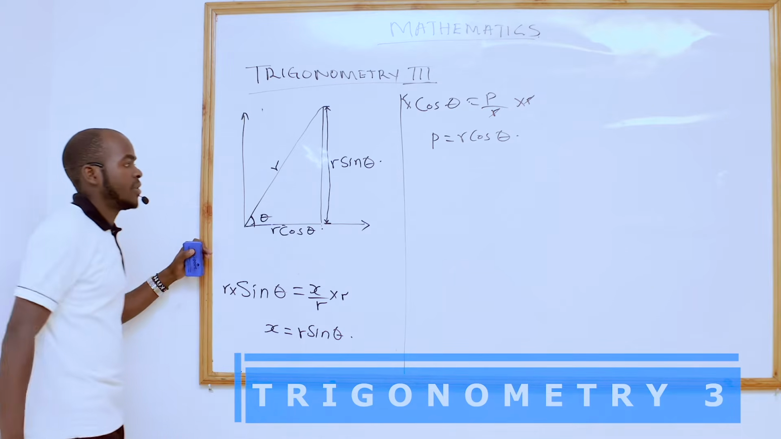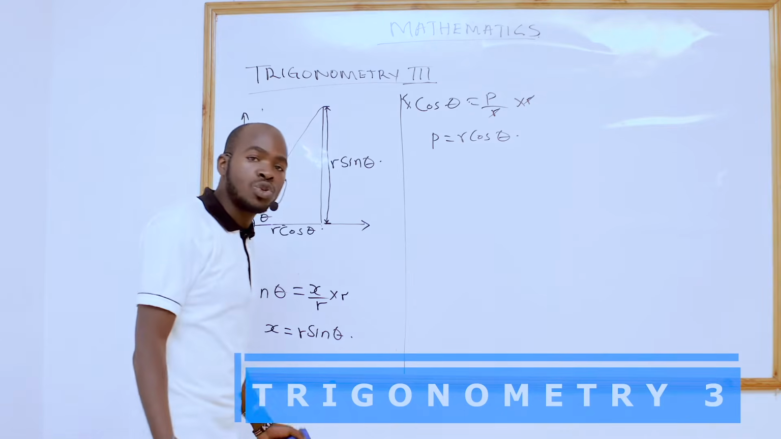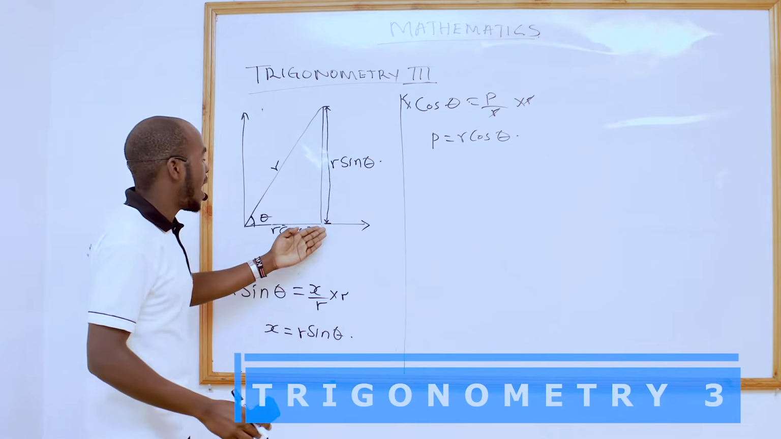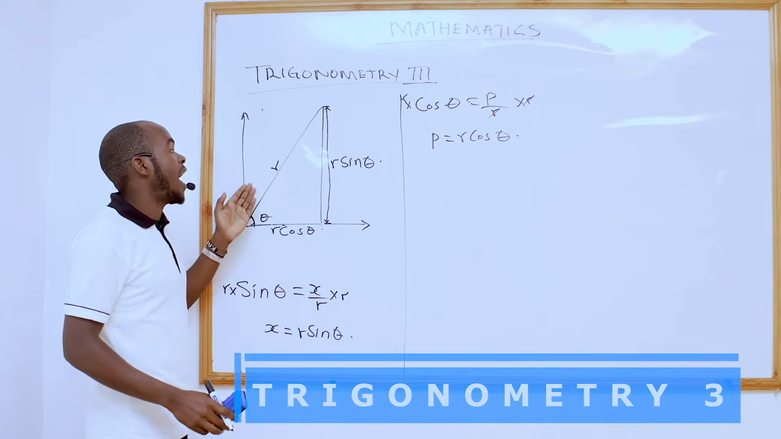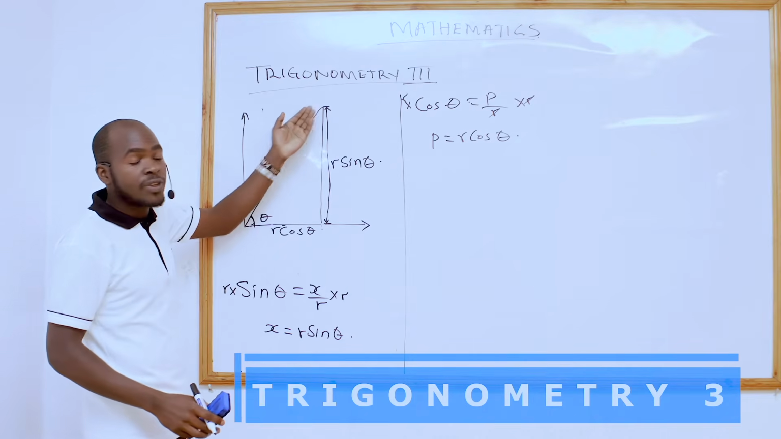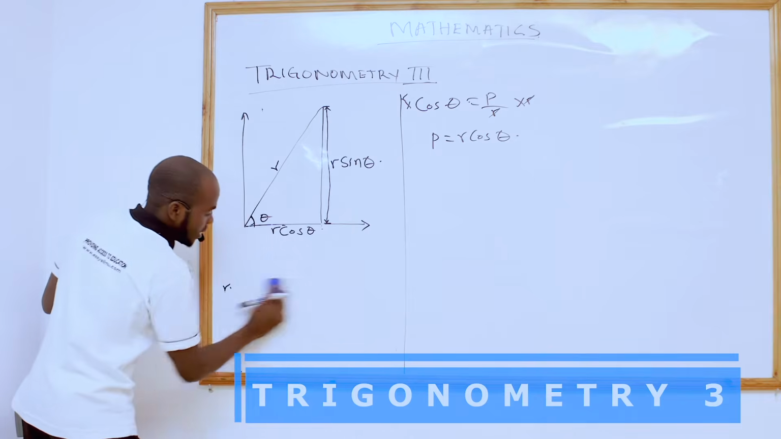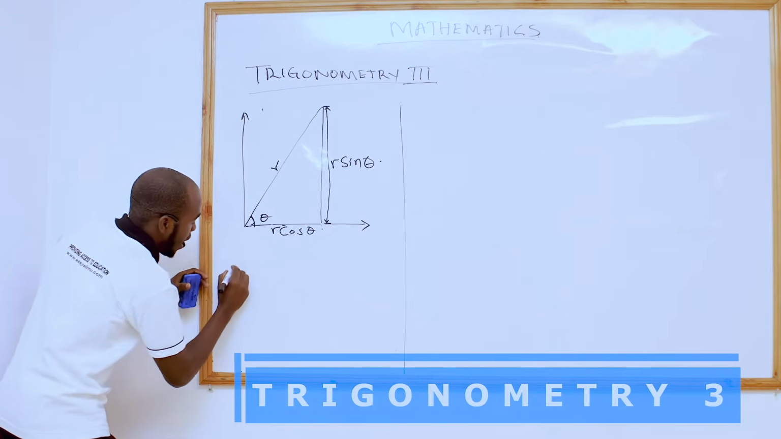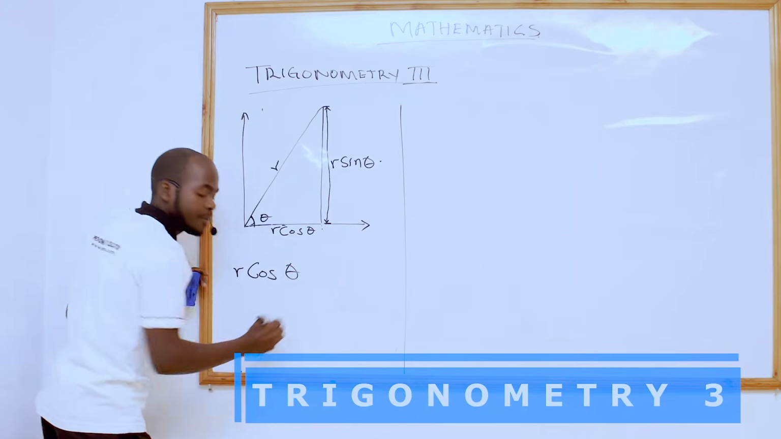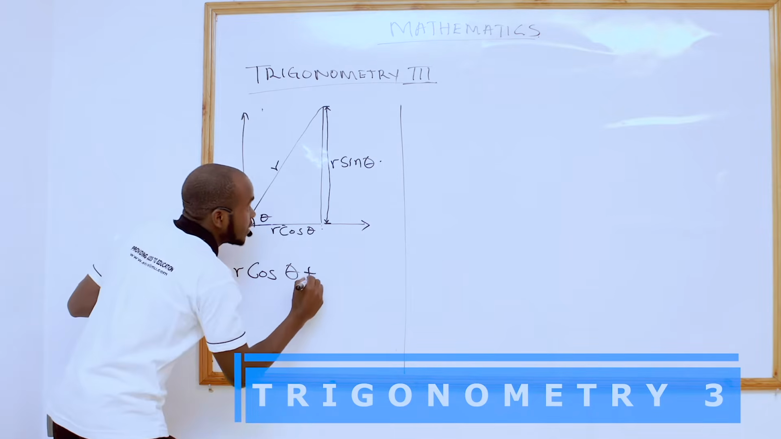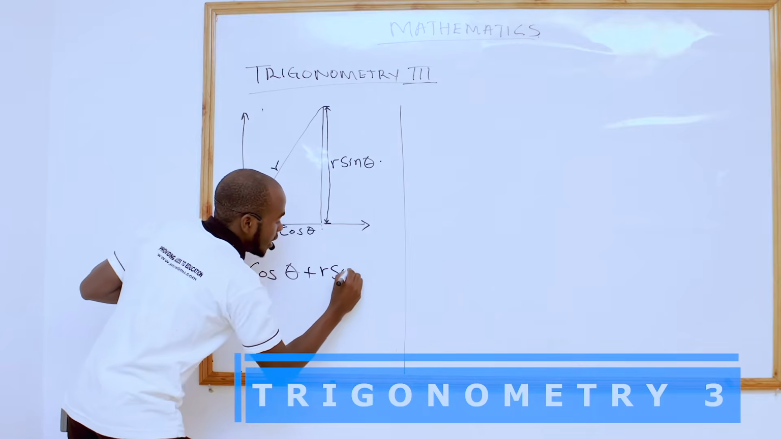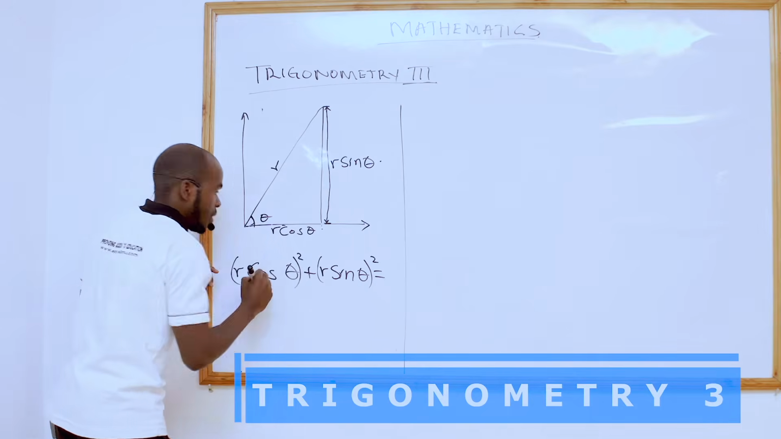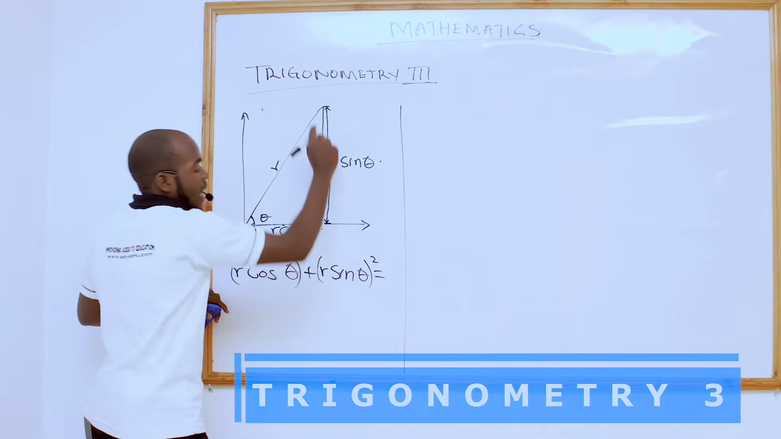And we also know from book 2 that if I take this side, which is opposite squared, plus adjacent squared, I should get the hypotenuse squared. So that implies that if I take r cos theta, the adjacent, plus the opposite, which is r sine theta, this all I should square, it should give me my r squared.